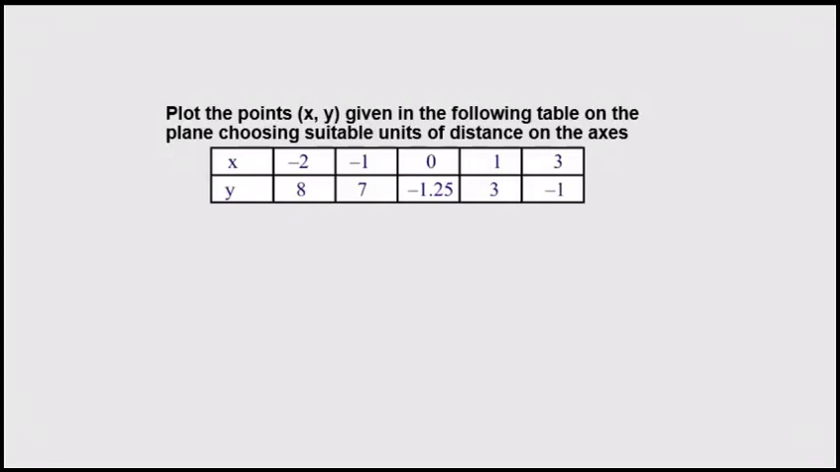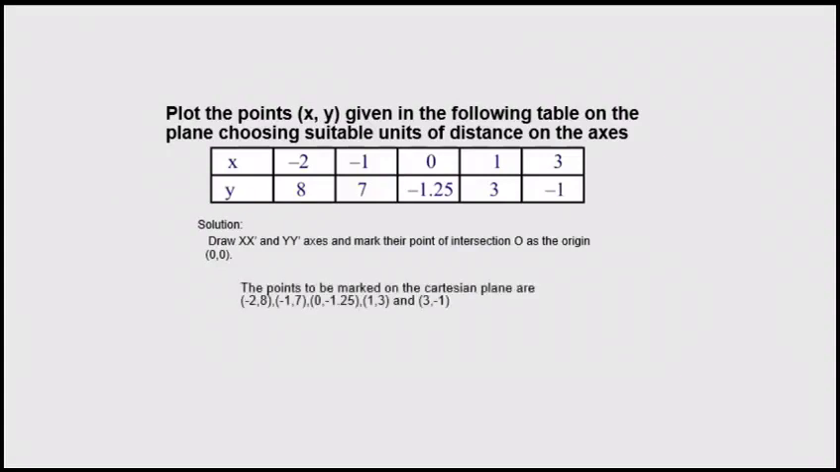First of all, what you have to do is draw the x and y axes. We will name them X'X and Y'Y. And the point of intersection we mark as O, the origin, with the coordinates (0, 0). Here the points to be marked on the Cartesian plane are (-2, 8), (-1, 7), (0, -1.25), (1, 3) and (3, -1).